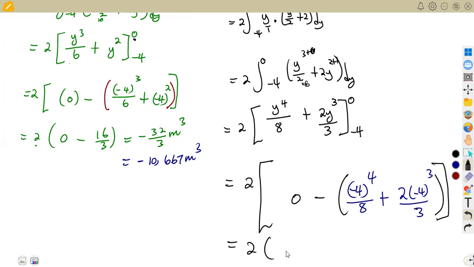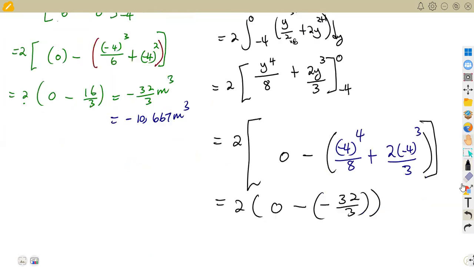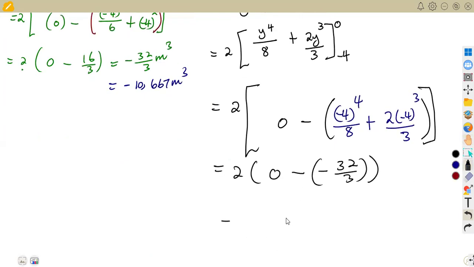That will be 2 into, that's 0 minus, it's going to be a negative 32 over 3. That's 32 over 3, yeah. It's going to be a negative. So there we've got negative, negative, negative, negative. Definitely it's going to be a positive. So you get a positive there. You multiply by 2. That will be 64 over 3. All right, this is the second area moment. That's to the exponent of 4.